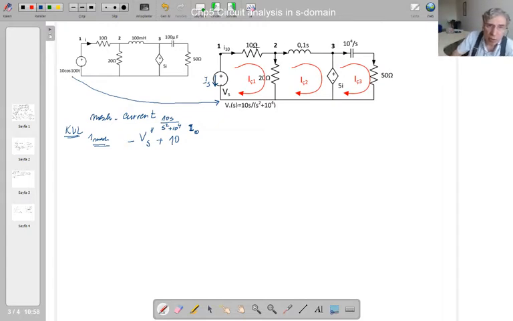Example, this element, there is only one mesh current passing through this element. This is IC1. For this element, there are two mesh currents passing through. One of them is IC1, the other one is IC2. So come back to the rule again. An element current is equal to the summation of the related mesh currents.